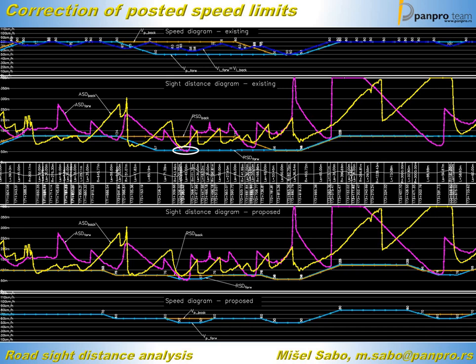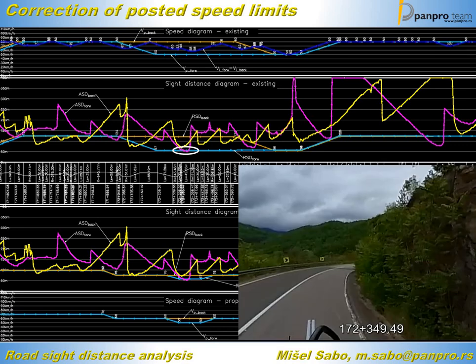In the next picture, you can see that the road at that location is in the cut on the right side. Opening the visibility berm, at least with short-term measures, is not possible due to the rock mass on that side. Therefore, we cannot allow more than 50 km per hour in the corrections of posted speed on that part, although the inferred design speed would allow maybe 60 km per hour.